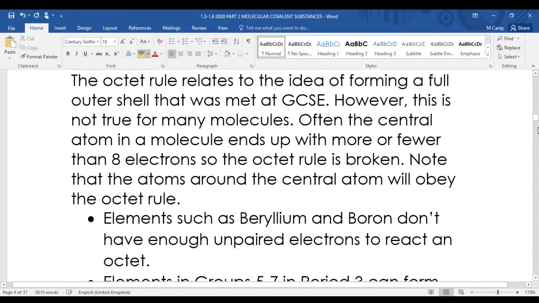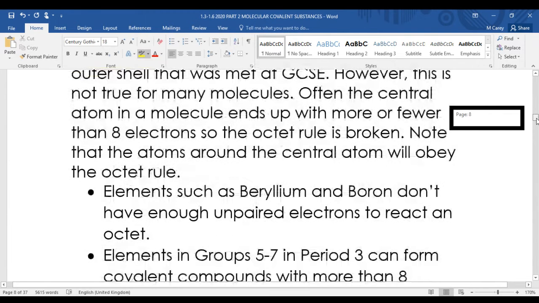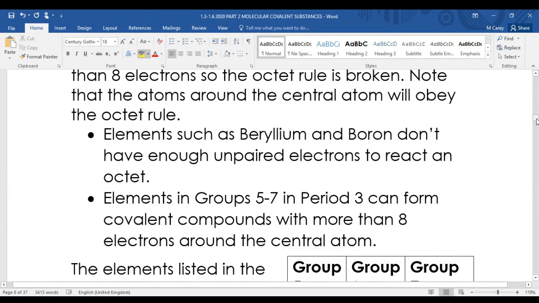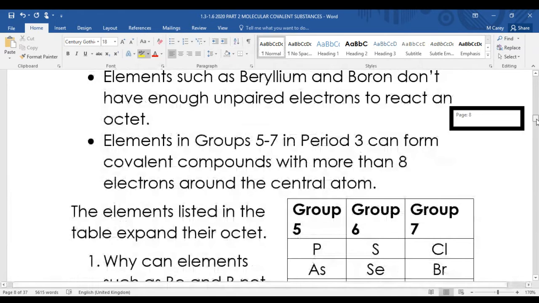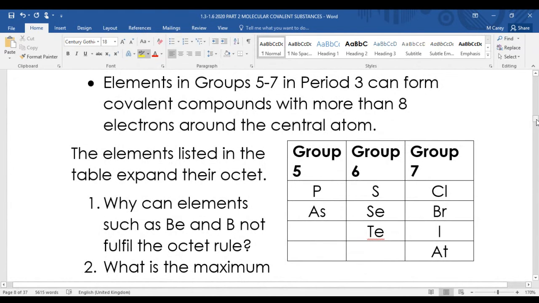There are certain atoms, most atoms, to be honest, can have more or fewer than 8 electrons in their outer shell. So here you've got elements such as beryllium and boron, which don't have enough unpaired electrons to react in an octet. So beryllium will form 2 covalent bonds, boron will form 3. So beryllium will end up with 4 electrons in its outer shell when it bonds, and boron will end up with 6. That's fine, they're all paired, it's happy. Elements in group 5 to 7 in period 3 can form covalent compounds with more than 8 electrons. Now that's most of them. So if you look in your periodic table, switch over to the periodic table.